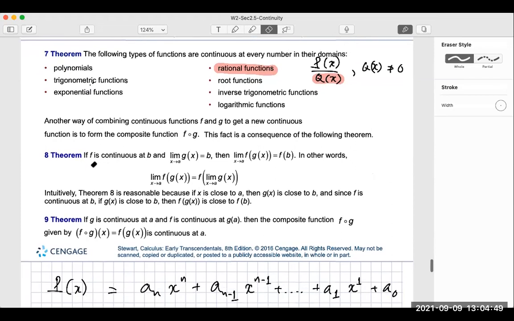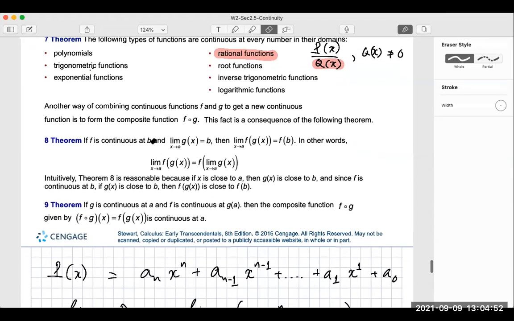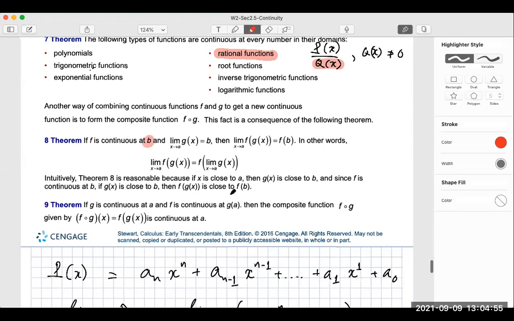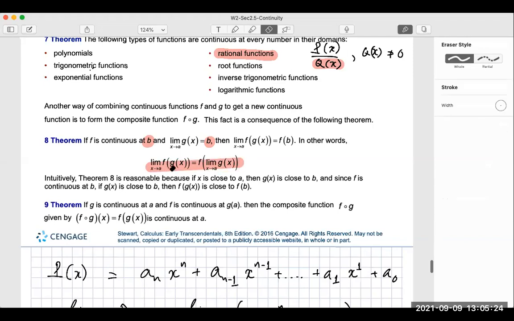And this theorem: if f is continuous at the point b, this is tricky, and the limit of g(x) when x approaches a is equal to b, then the limit of f(g(x)) is equal to f(b). In other words, the limit of a composite function is equal to this. Is this theorem clear to you now? Just read it, digest it before we do an example.